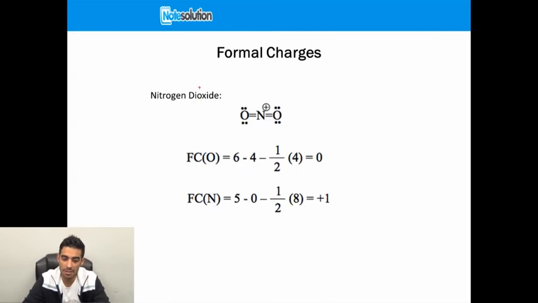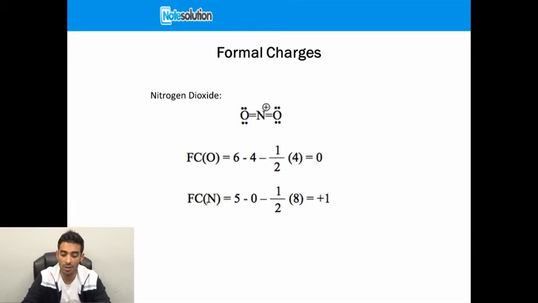Let's go through some examples. This here is nitrogen dioxide. In the case of nitrogen dioxide, for the formal charge of oxygen, the first step is the valence electrons. Oxygen has 6 valence electrons. The next step is to count the electrons in the lone pairs. Oxygen in this case has 1, 2, 3, 4, so 4 lone pairs, 4 electrons in lone pairs. The third step is to calculate the electrons in covalent bonds. In this case, we have 1, 2, 3, 4 electrons, and then we multiply it by half to account for the covalent bonds. Remember, each 2 electrons provide us with one covalent bond. So the formal charge of oxygen is 0.